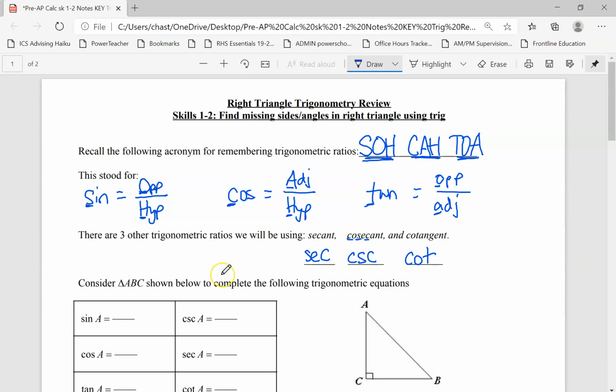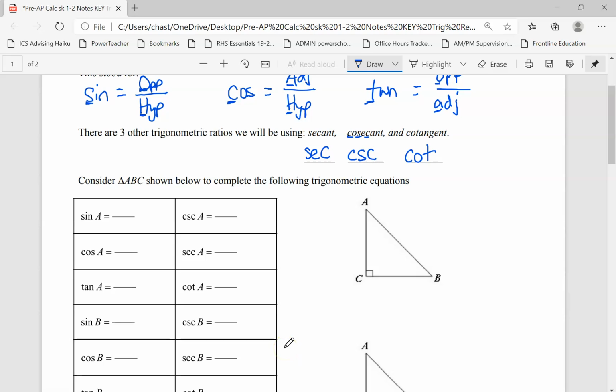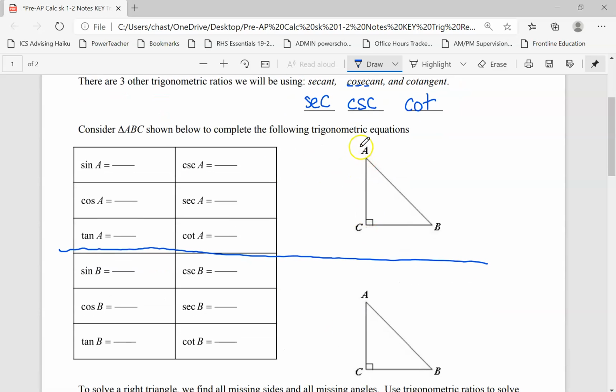All right, so first of all, when you look at this chart, I want you to think of this chart as two separate pieces, okay? The upper half, we're going to use a triangle. We're going to look at angle A. And what we're going to notice here is that sine and cosecant are reciprocals. Cosine and secant are reciprocals. And tangent and cotangent are reciprocals.